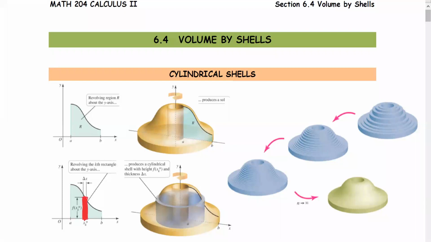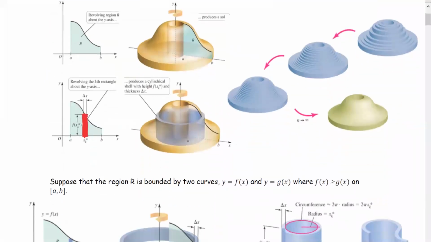Then we're going to find the volume of each shell and add them all up. Using the Riemann sum, it will form the definite integration to provide you the volume of this solid of revolution. Let's look at the case here.